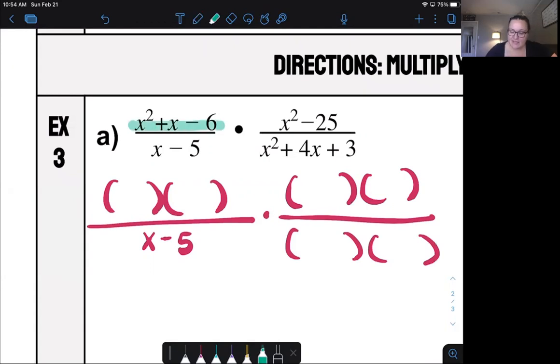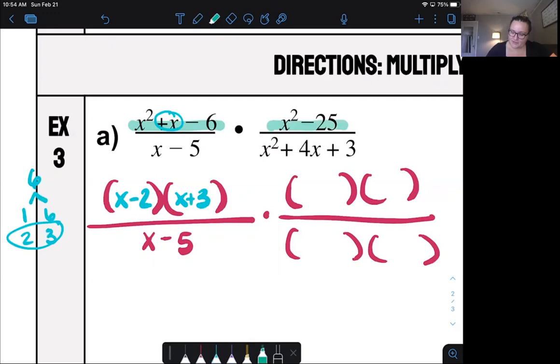So x squared plus x minus 6. I'm going to have x times x to get x squared. Then I'm going to have my factors of 6. So 1 and 6, 2 and 3. Which of those add or subtract to get me this 1x in the middle? 2 and 3. I want a positive 1, so I'm going to have positive 3 minus 2.